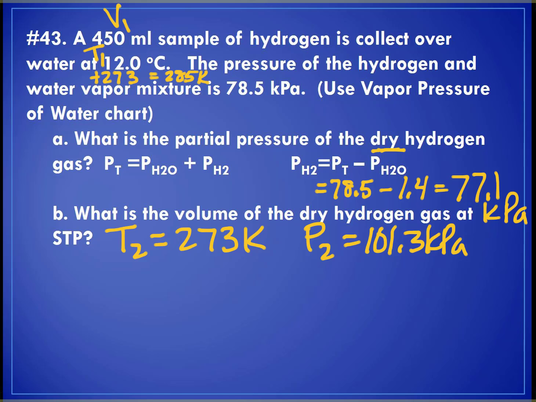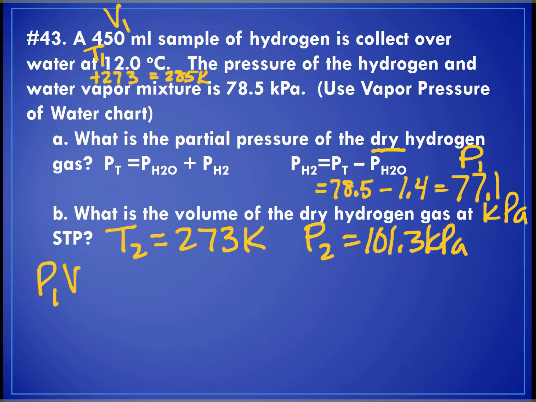And then I have my P1, which is the dry gas. I don't want to use the total pressure anymore because I don't want to use the mixture. I want to use just the hydrogen. Okay. All right. So I think I have everything. I have V1, I have T1, I have P1. So notice I have temperature, pressure, and volume that are involved here. So I need to use the combined gas law.